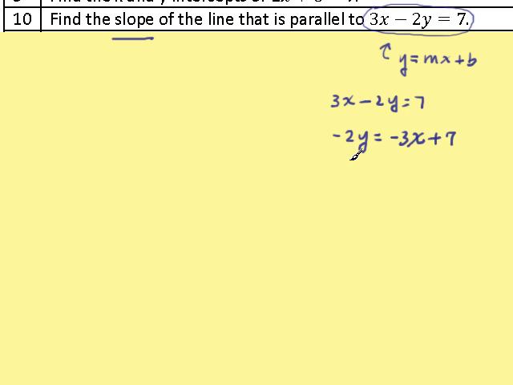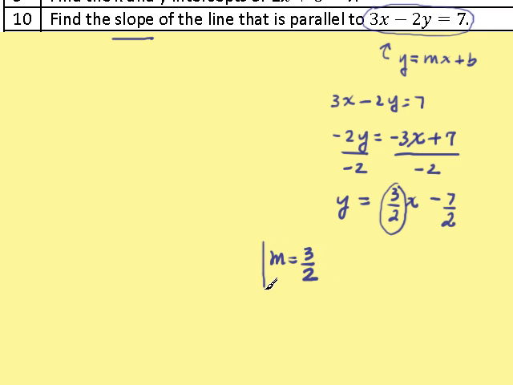And now continue solving for y. Divide by minus 2. And we have y is equal to minus 3 over minus 2, or 3 over 2 x, plus 7 over minus 2, or let's say minus 7 over 2. So the slope is 3 over 2, and that's going to be the same as the slope of a parallel line. Parallel lines have the same slope.